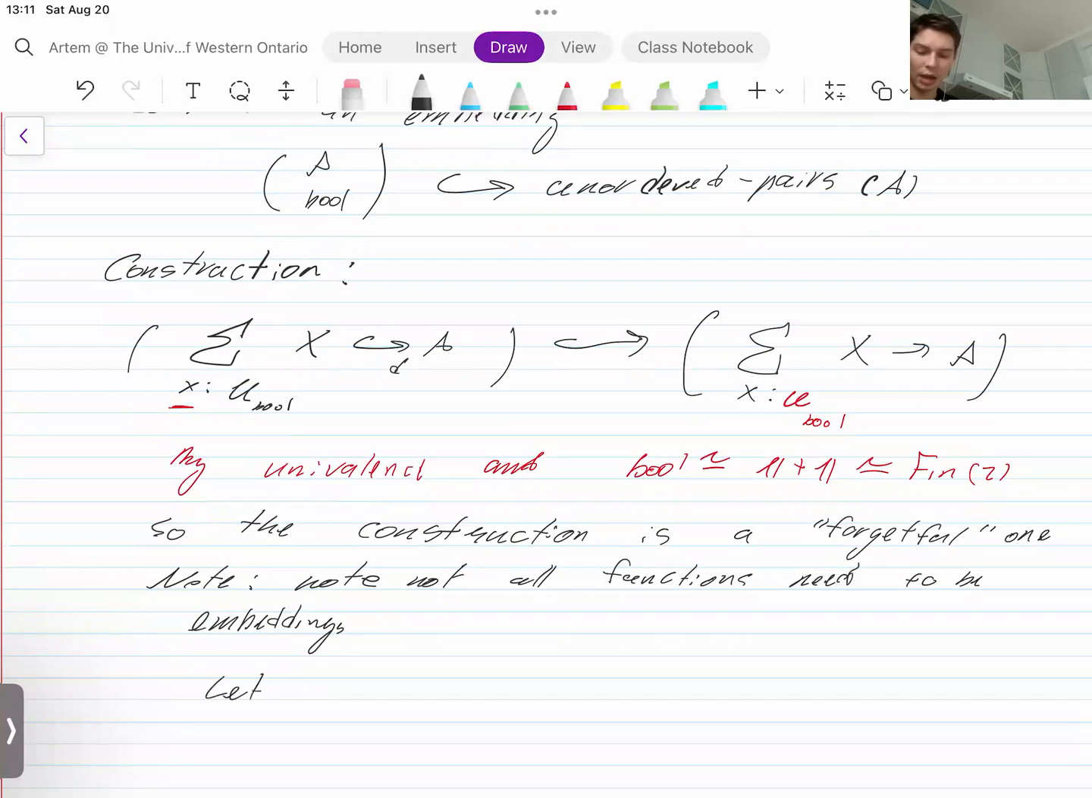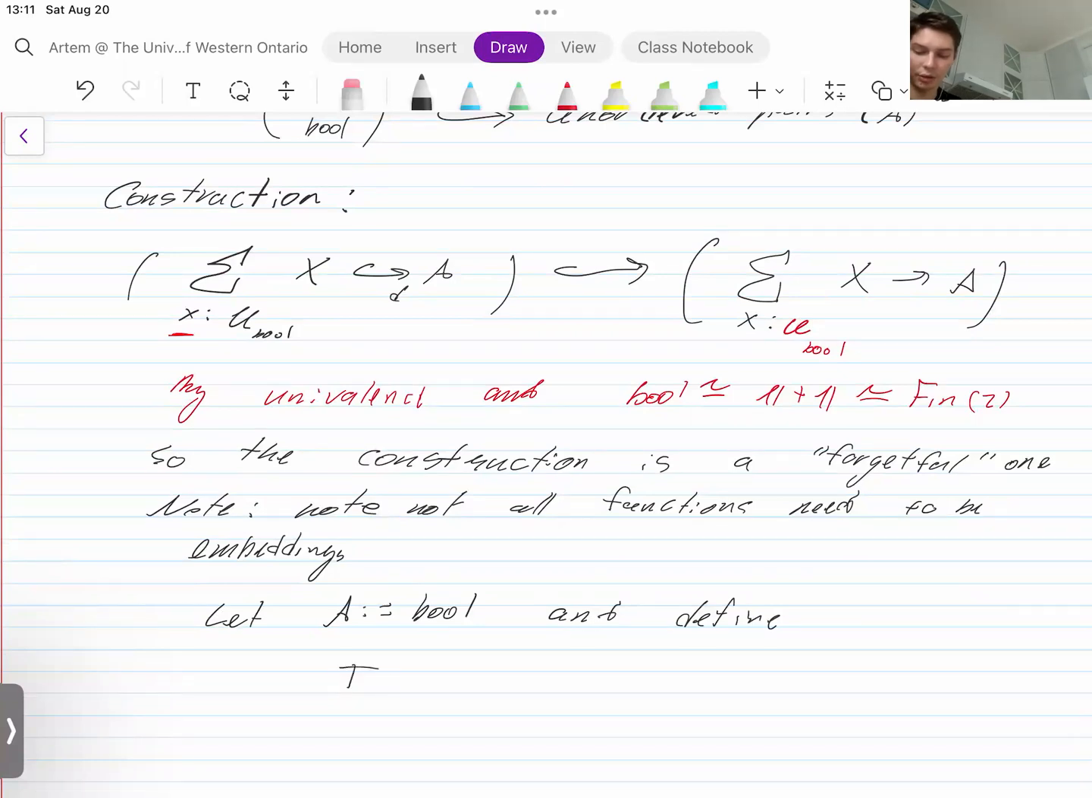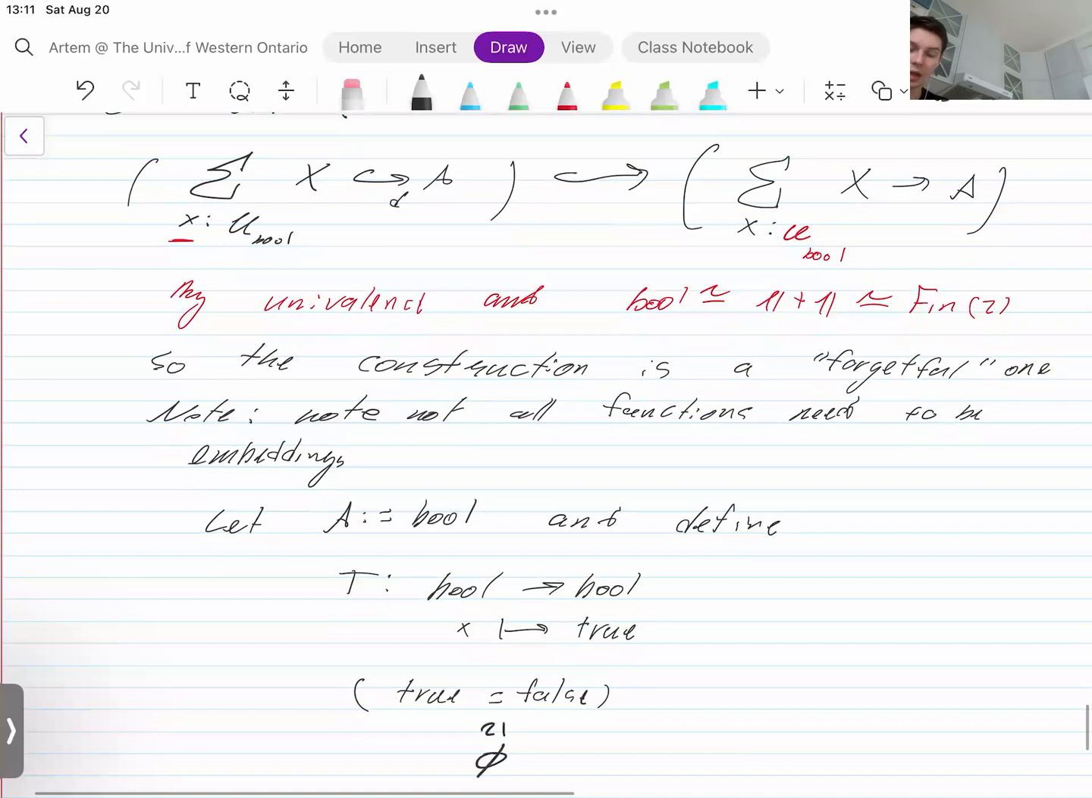So let A be defined as bool, and define the usual truth function from bool to bool, which sends everything to true. This is surely not an embedding. Surely true is equal to false, which is equivalent to the empty type.